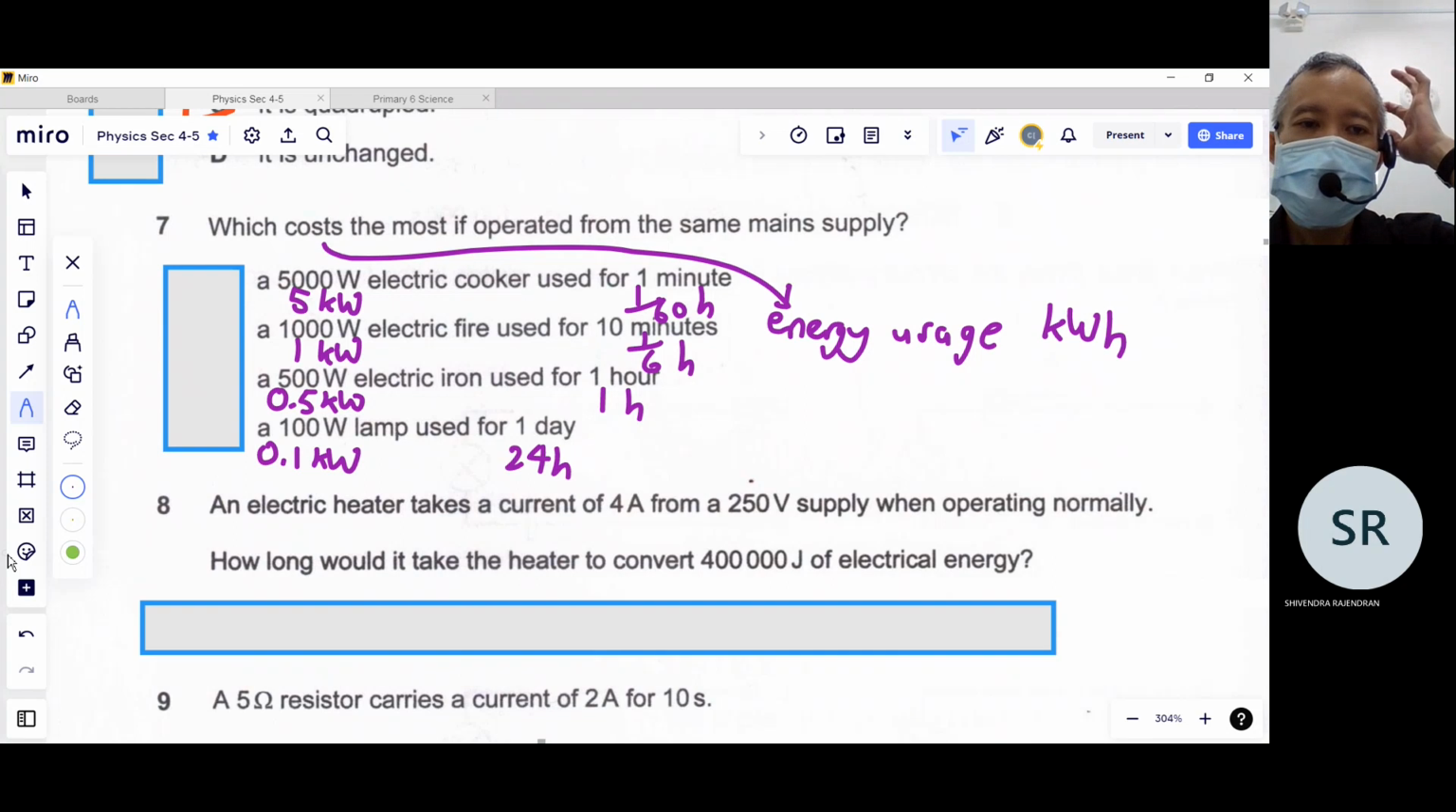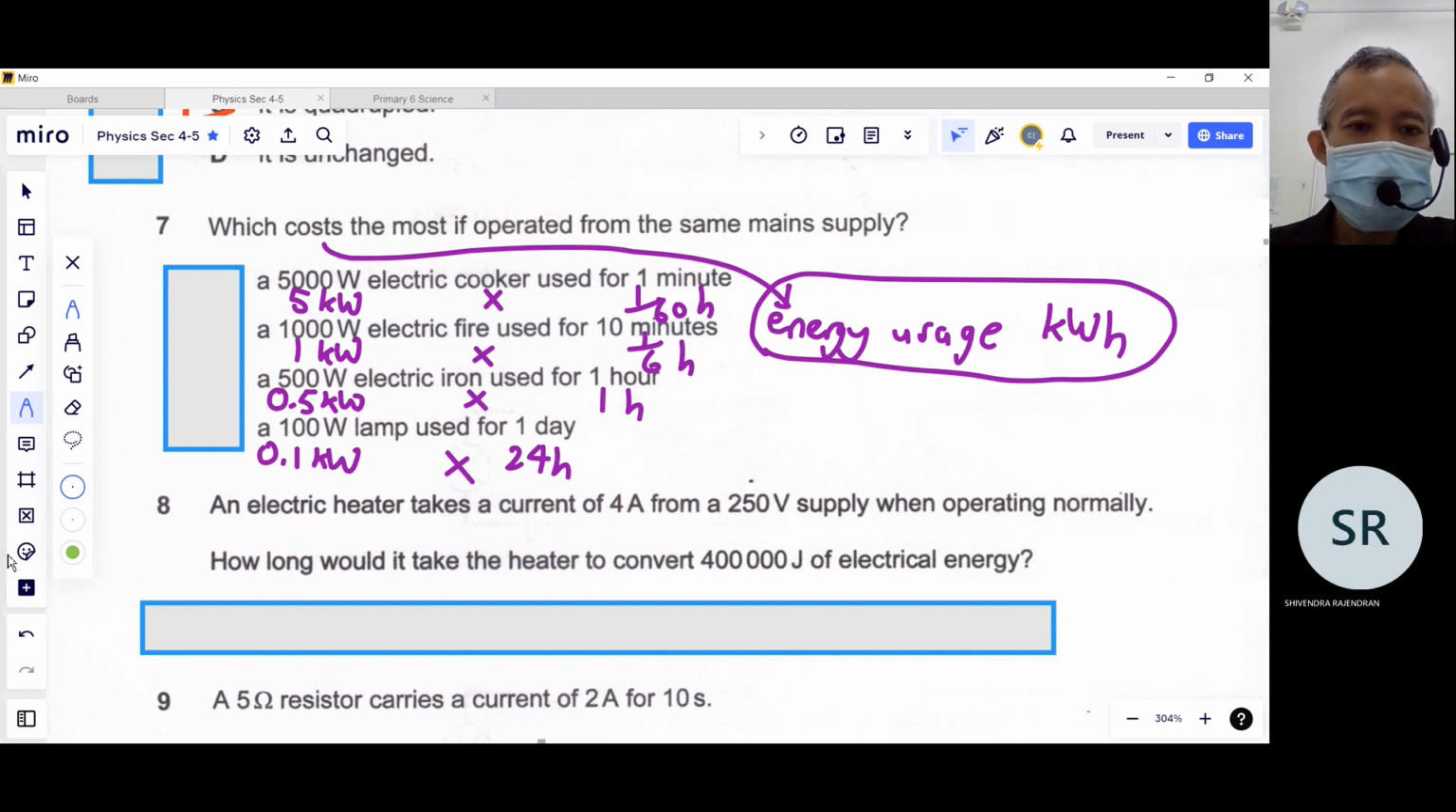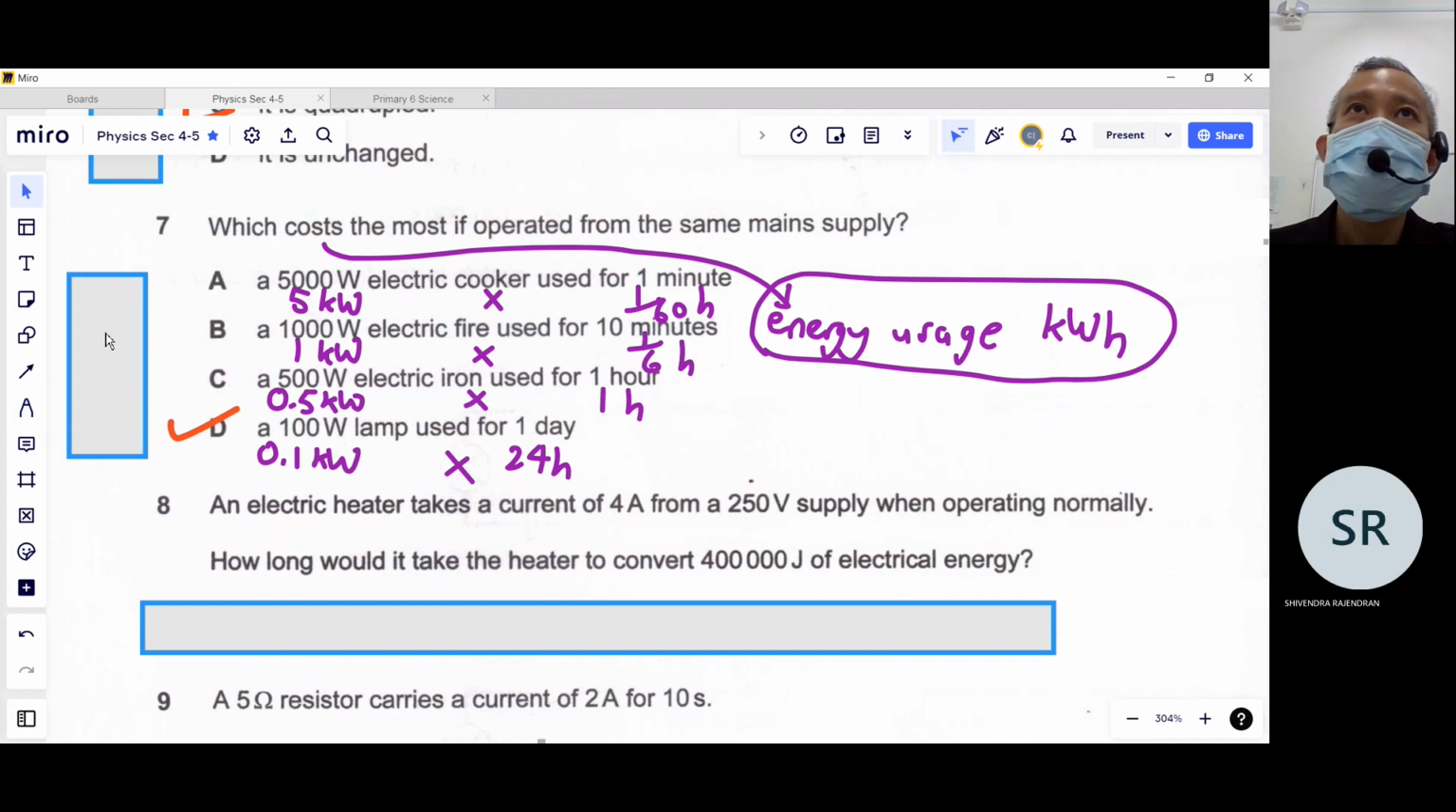All right, so simply multiply kilowatt times hour for each option, and find out which option gives you the highest value. That is your energy usage for the individual option. Take one. What's the answer? Okay, yep, D. You should get that.